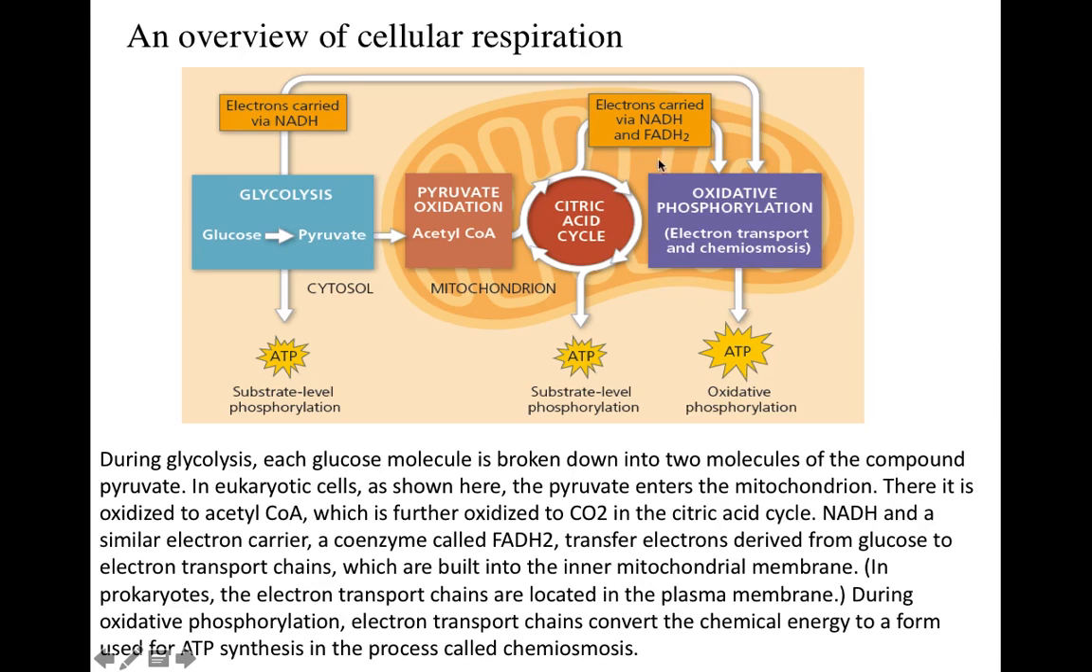So we know so far that these two molecules, NADH and FADH2, they're carrying electrons from food, from glucose basically. Now these electrons need to be transported to the electron transport chain. How does this process take place? So we will first talk about electron transport chain, and then we will talk about chemiosmosis, and we will see how mitochondrion synthesizes ATP.